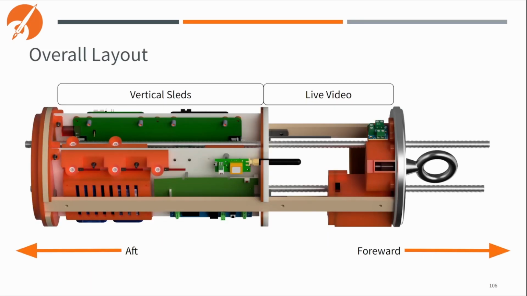Okay, so first up, we have an overview of the avionics bay. It's primarily divided into 2 sections, what we're calling the vertical sled section, which will house our SRAD and COTS components, and then the live video section, which will house the live video systems that we need to complete the live video challenge, as Emma mentioned.